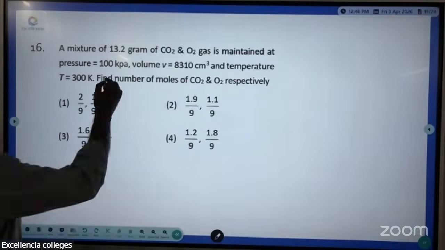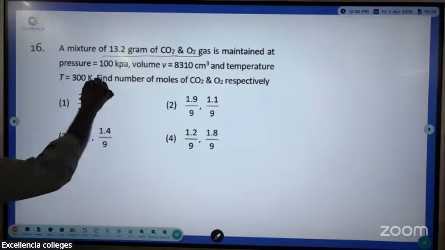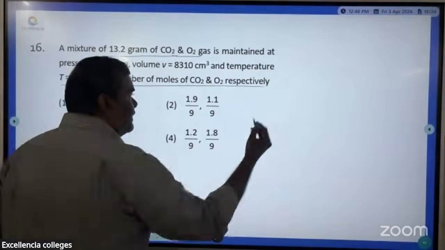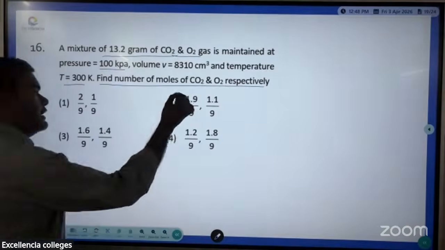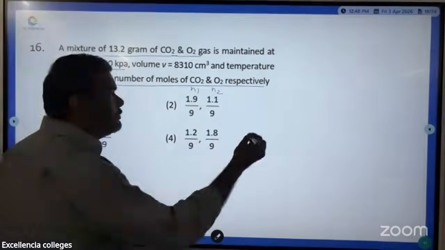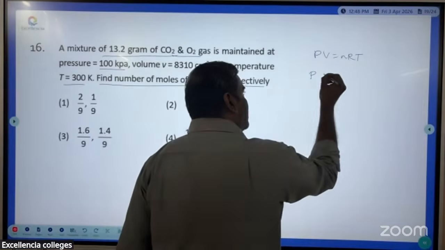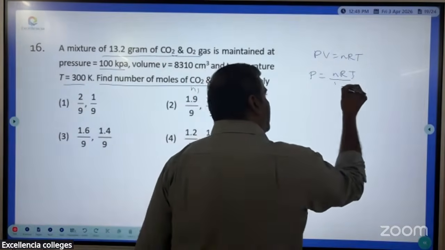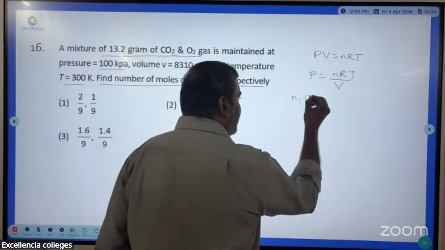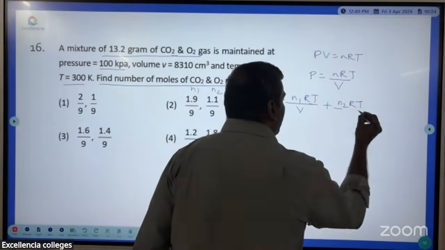The question says a mixture of 13.2 gram of carbon dioxide and oxygen gas is maintained at a pressure of 100 kilopascals, and the temperature is this. Find the number of moles of carbon dioxide and oxygen respectively. Let's call these N1 moles and N2 moles. We know the ideal gas law PV equals nRT, so pressure will become nRT by the volume. So the pressure of carbon dioxide is N1 RT by the volume, and N2 RT by the volume for the oxygen.